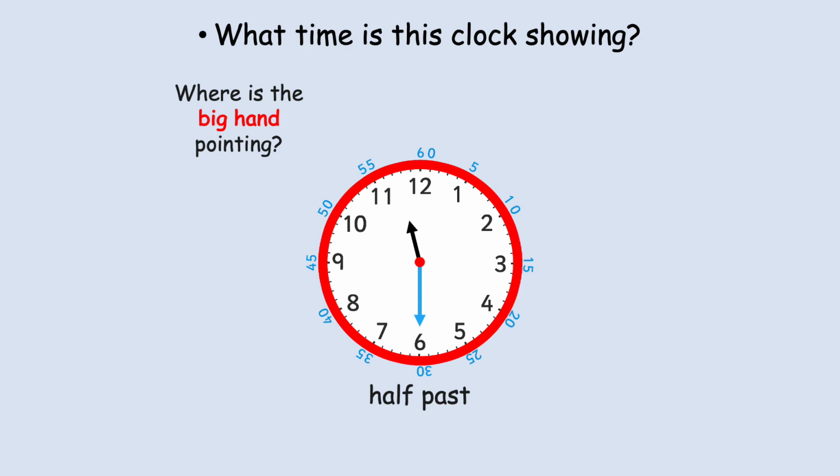Where is the small hand pointing? The small hand is in between the 11 and the 12. So that means it's past the 11, but not quite got to the 12. So it's half past 11.